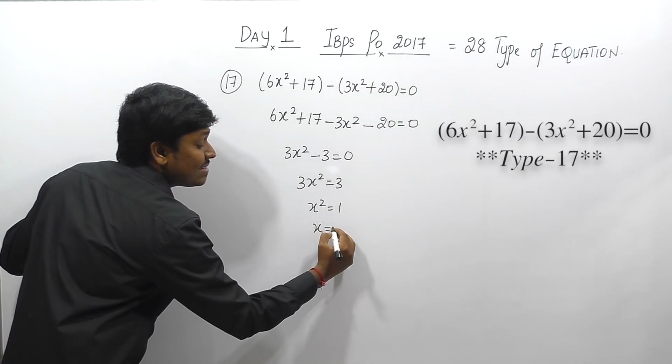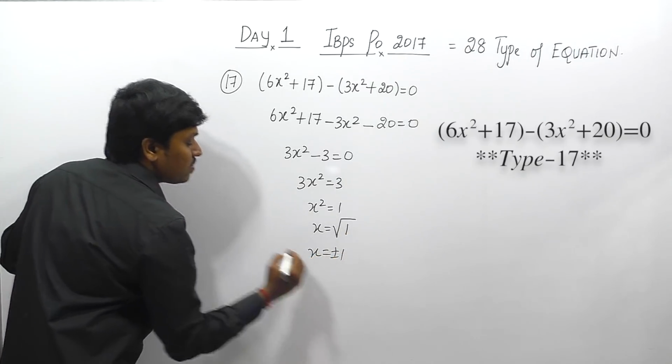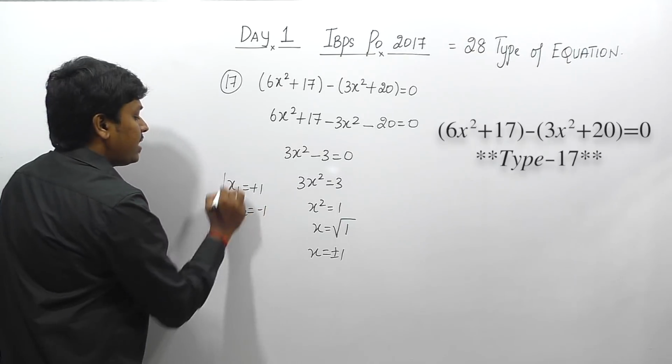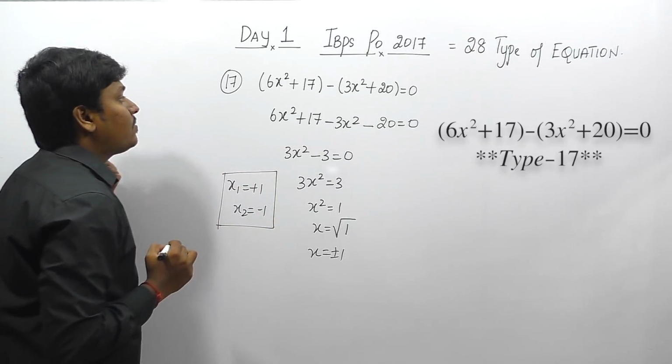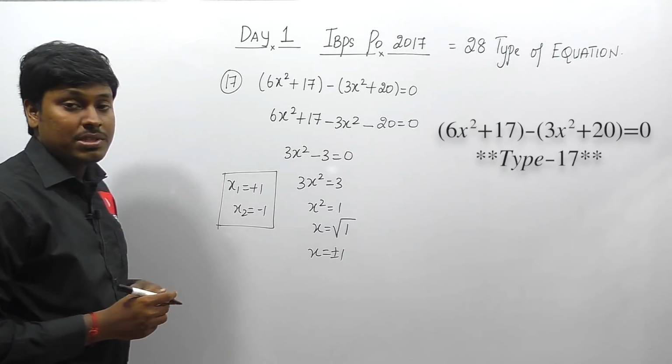So finally x is equal to, listen here friends, the root of 1. So the answer will be plus or minus 1. So finally we got x1 is equal to plus 1 and x2 is equal to minus 1. So we got the answer for this type number 17 equation: x is equal to plus 1 and x2 is equal to minus 1.